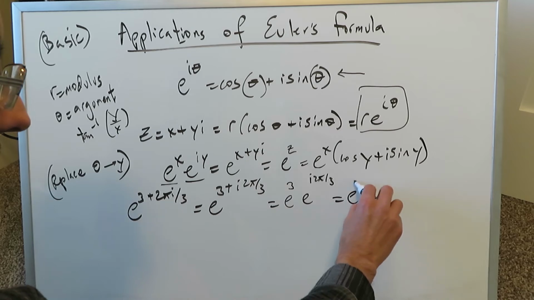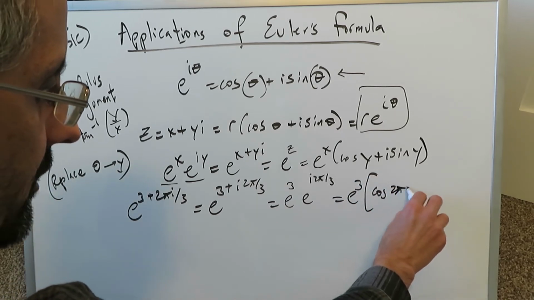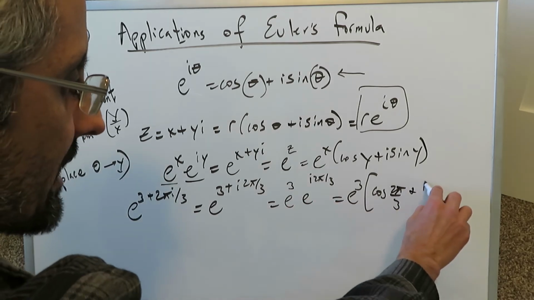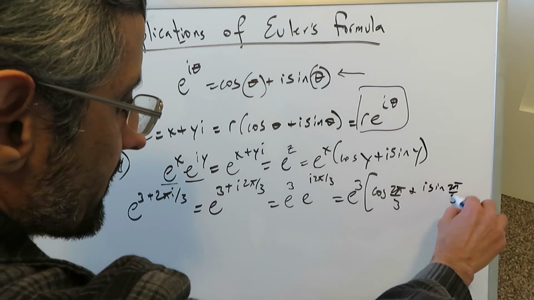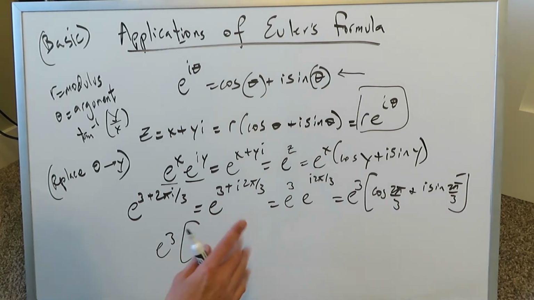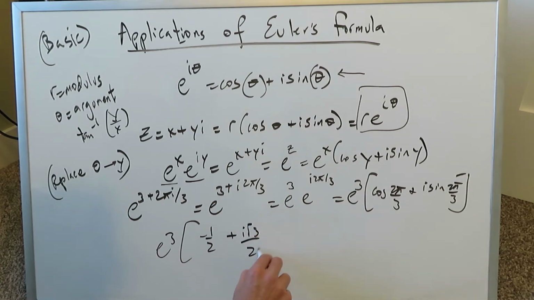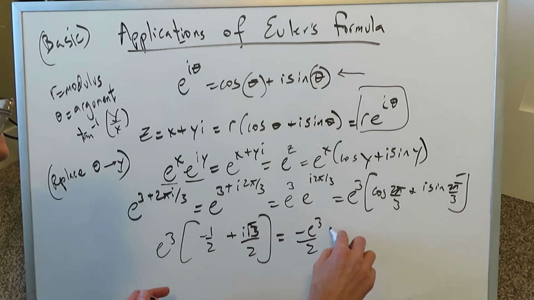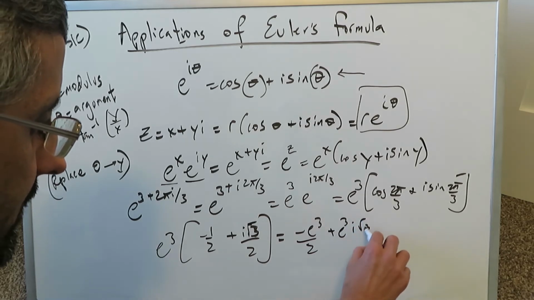You could very well just push the e cubed out, and then you're looking at a cosine 2 pi over 3, which is a 60-degree angle, but in the second quadrant it's 120 degrees, plus i sine 2 pi over 3. It's not too hard. You have e cubed just sitting outside, and cosine of 120 is the same thing as cosine of 60, but in the second quadrant it will be a minus 1 over 2. Sine of that will be plus i root 3 over 2, because sine is always positive in the second quadrant. If you want, you can open up and distribute e cubed across, and there's nothing wrong with doing that: minus e cubed over 2 plus e cubed i root 3 over 2.